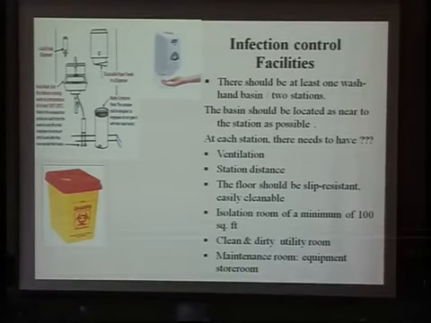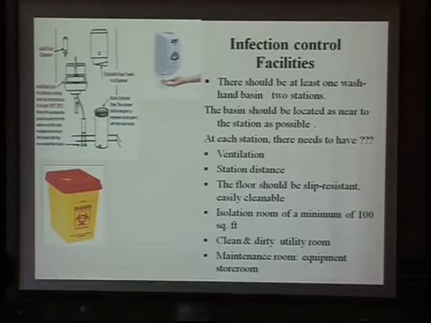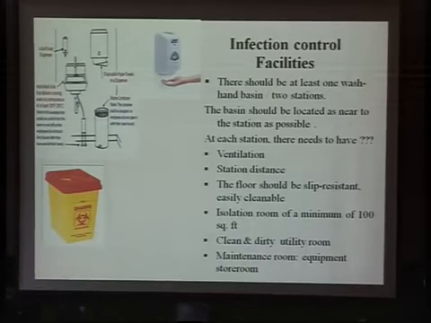The floor should be slip resistant and easily cleanable. We are dealing with patients with blood-borne pathogens and blood spillage, so the floor should be easy to clean and not stain, because the problem is the stain or the blood on the floor. The renal unit should have an isolation room, especially if you are dealing with a tuberculous patient. You should have an airborne isolation room of at least 100 square feet.